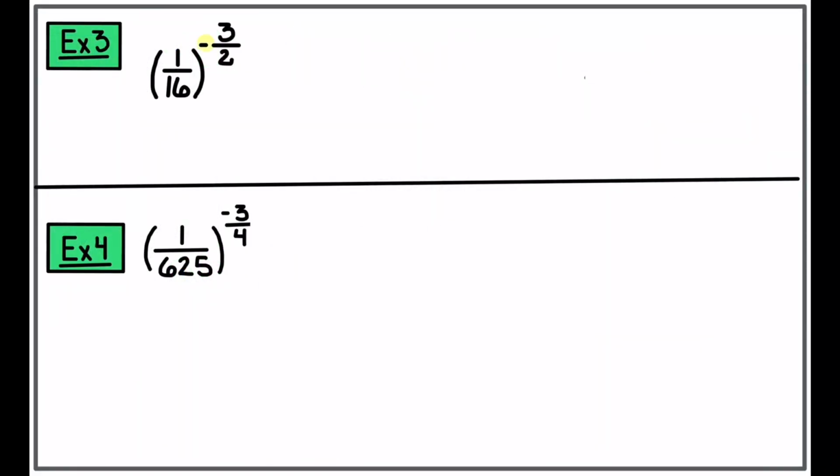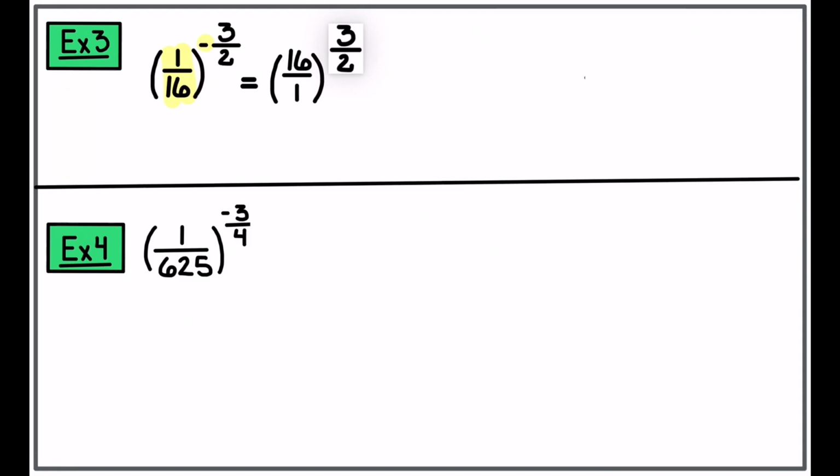In example 3, the main difference is the negative exponent. One strategy to get rid of that negative exponent is to take the reciprocal of the base. So the reciprocal of 1 over 16 is 16 over 1, and now my exponent is positive 3 over 2.